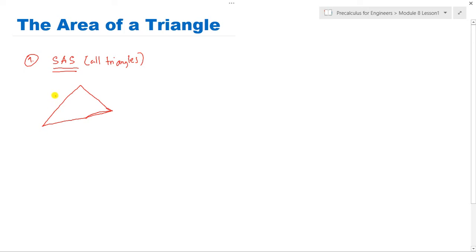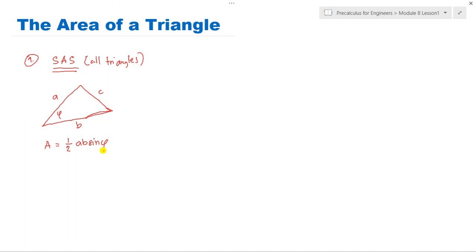Okay, so we have side A, side B, and the angle included between them. So let's say this is gamma, because I will write B here. So this is side, angle, side. The remaining side is C. If we are given a triangle with a side, then the angle and a side, we can solve the area by using this formula. That is, the area of this triangle is just equal to 1/2 the product of these two sides and the sine of the included angle. That is the formula.